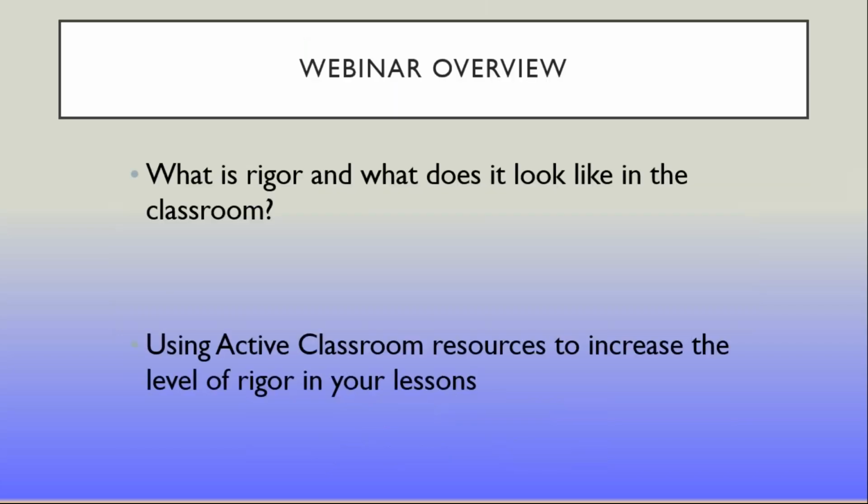So to get us started, we're going to talk about tonight, what is rigor and what does it look like in the classroom? And then also, how can we use Active Classroom resources to increase the level of rigor in your lessons? As we do that, we'll look at some background on what rigor is, how we measure that, and then specifically we'll showcase some Active Classroom series that can help you build the rigor in your lessons. So all that'll be embedded in what we do tonight.